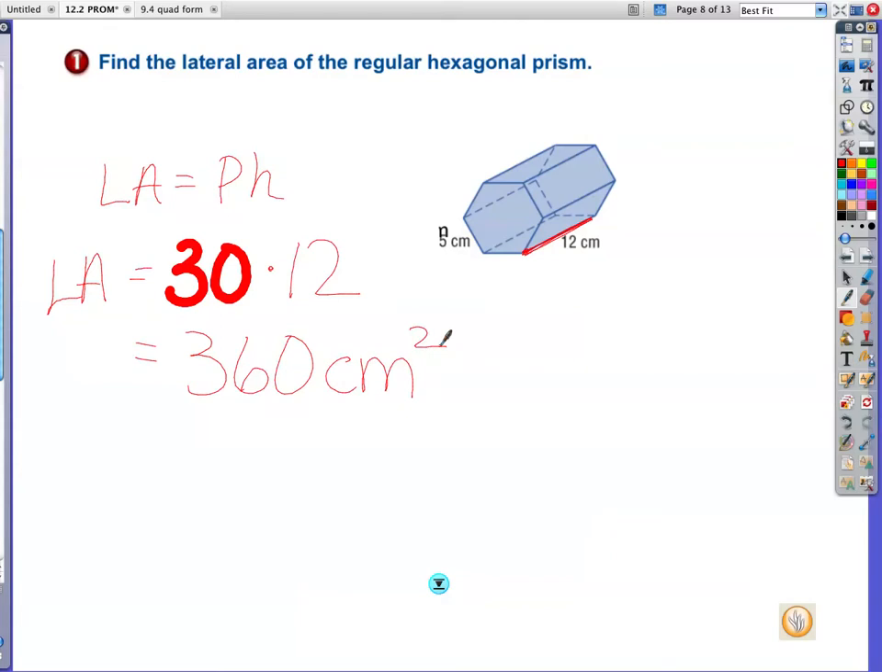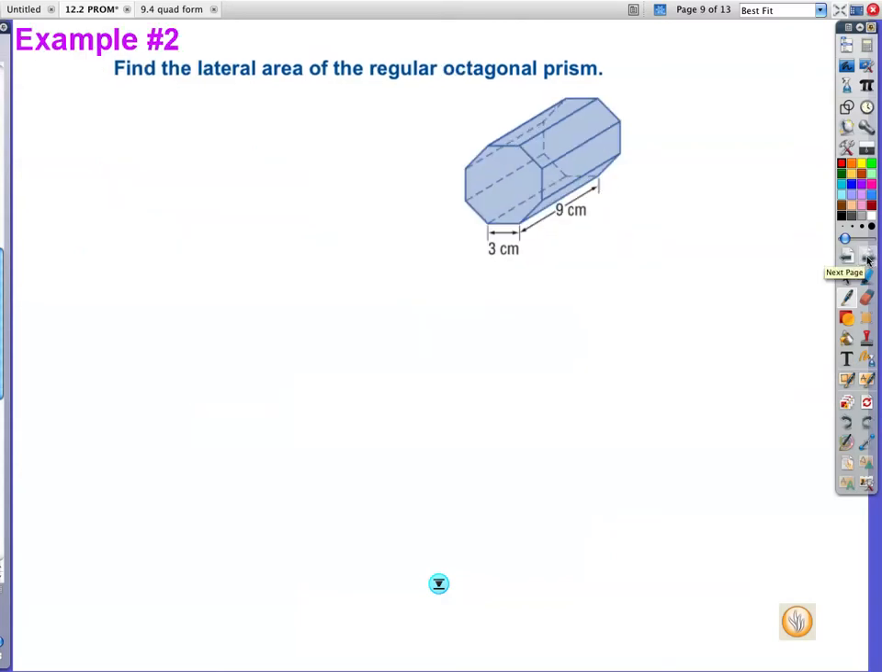All right, number 2. I'm sure you copied down all that, got great notes for that. The lateral area of the regular octagonal prism. So we're going to go back. Lateral area is perimeter times height. Once again, it's the perimeter of the base. So the base has a perimeter of 3 times 8 sides. So 3 times 8, that's this. And then my height is 9 centimeters.